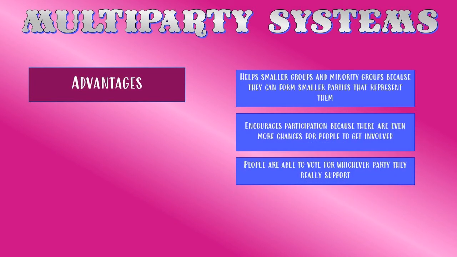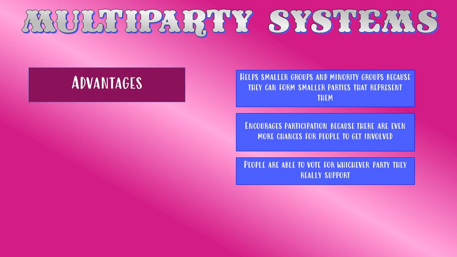Other advantages of the multi-party system is that smaller groups and minority groups can be helped because they might form smaller parties that represent their interests themselves. Here in the United States, the parties have to be coalitions of different groups, and then they negotiate with each other over what policies they'll prioritize. But in a multi-party system, we might see parties formed around minority groups that could propose policies that would help those minority groups.